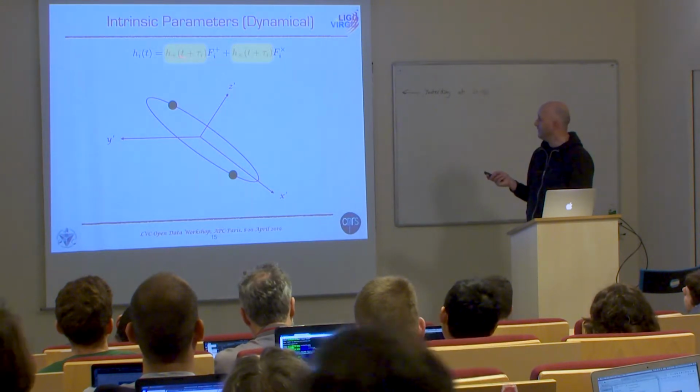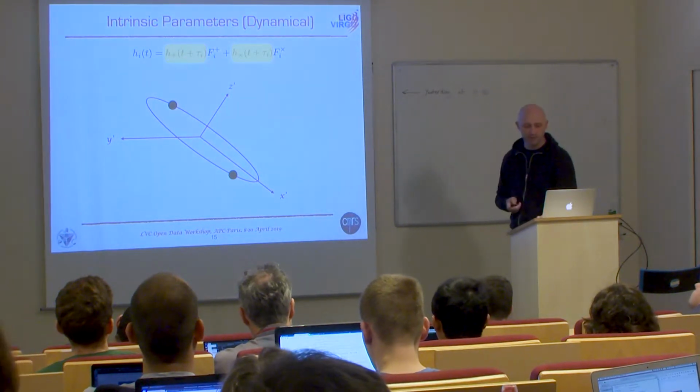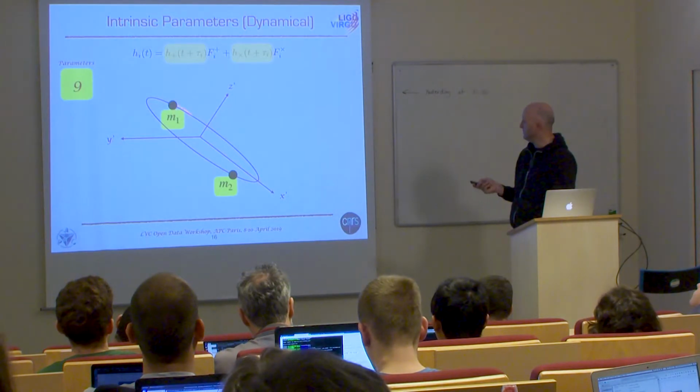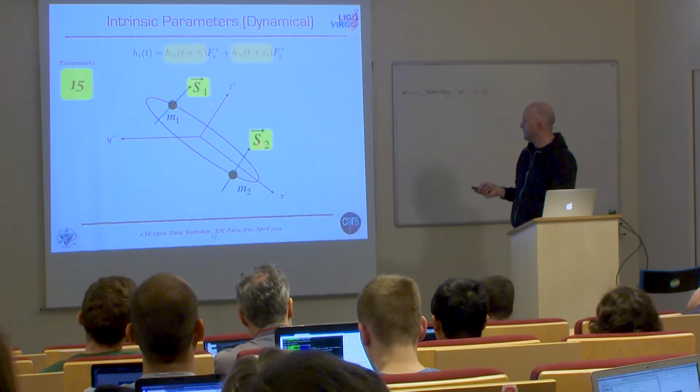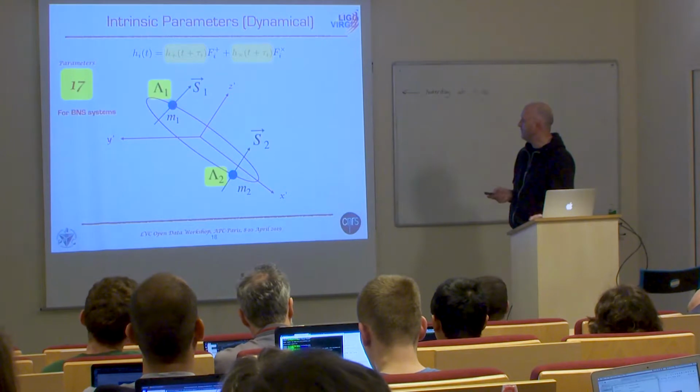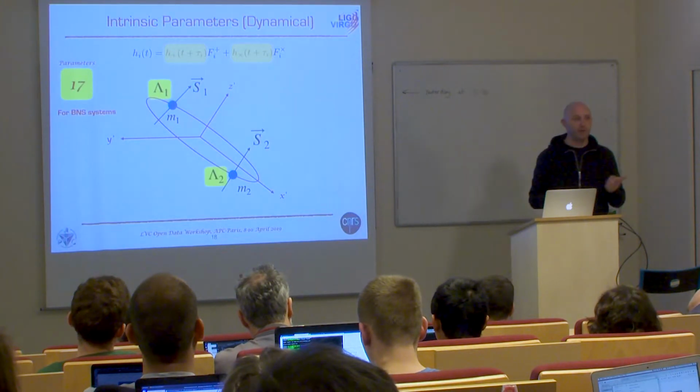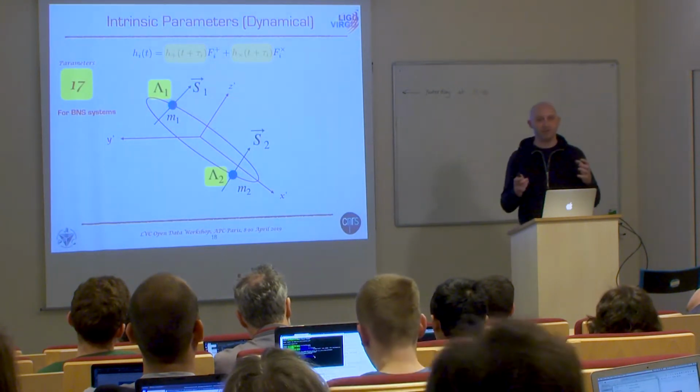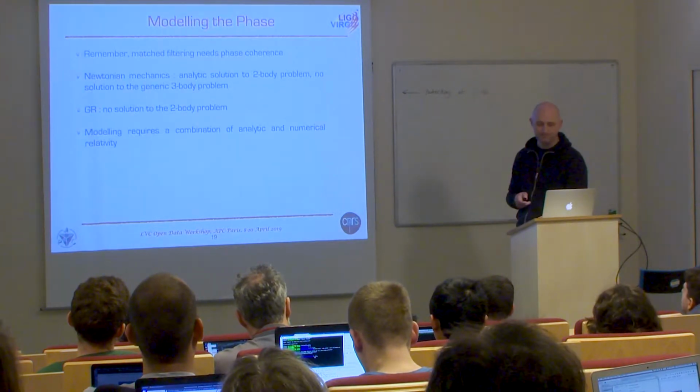Finally, we have the intrinsic parameters, which essentially control the dynamics of the system, and these will appear in the phase of the two polarizations only. So these are the two masses of the binary. There are 6 spin parameters, and if you have a binary neutron star, we also can now try and measure the tidal deformation of the neutron star.